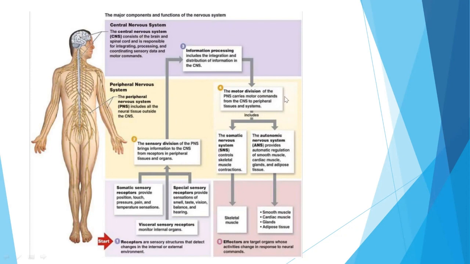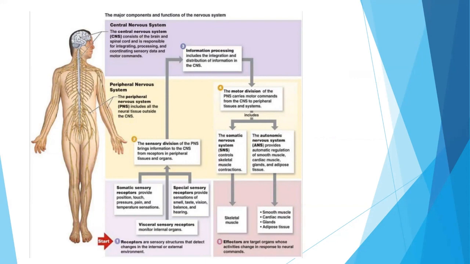Then the motor division of the PNS carries motor commands from the CNS to peripheral tissues and systems. It includes the somatic nervous system and the autonomic nervous system. The somatic nervous system controls the skeletal muscle contractions, and the autonomic nervous system provides autonomic regulation of smooth muscle, cardiac muscle, glands, and adipose tissue. So depending upon the stimulus provided and the receptors stimulated, this is how the basic flowchart of the central and peripheral nervous system works in association.